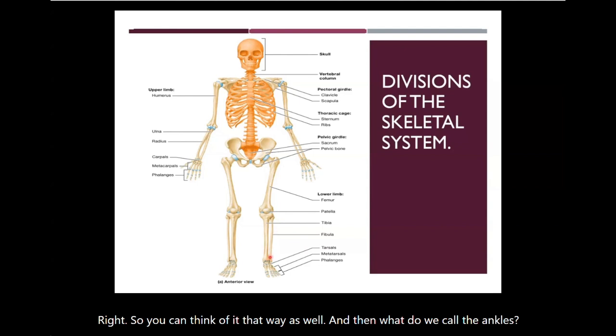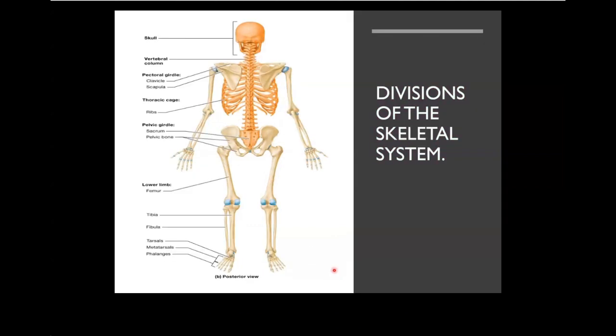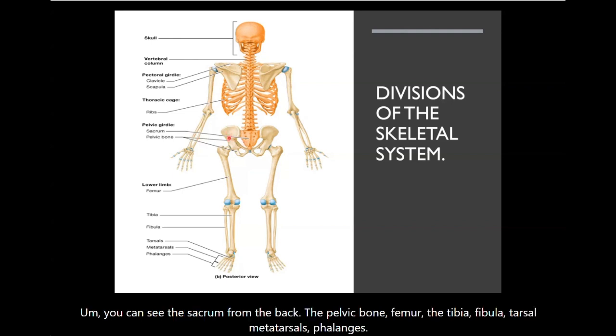And then what do we call the ankles? Tarsals, metatarsals, phalanges. And then here, this is the back. Again, the back of the skull, vertebral column, our clavicle, scapula, humerus, radius, ulna. You can see the sacrum from the back, the pelvic bone, femur, tibia, fibula, tarsals, metatarsals, phalanges.